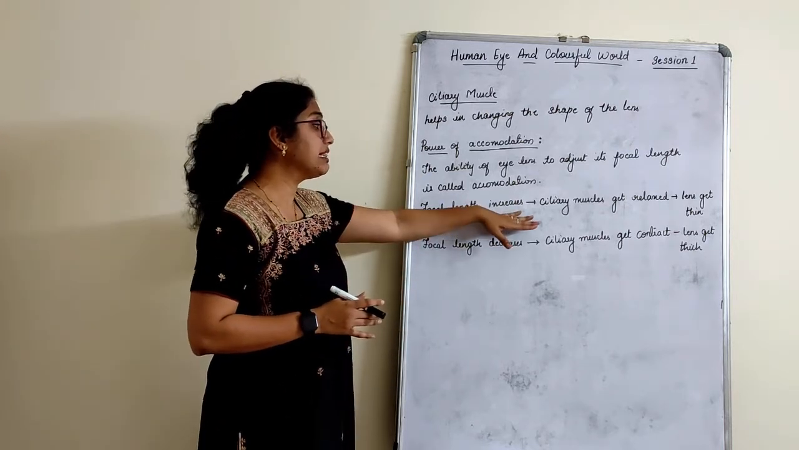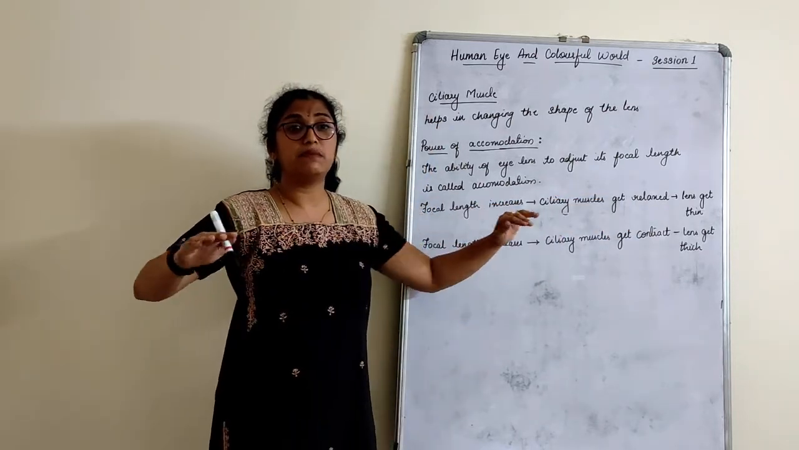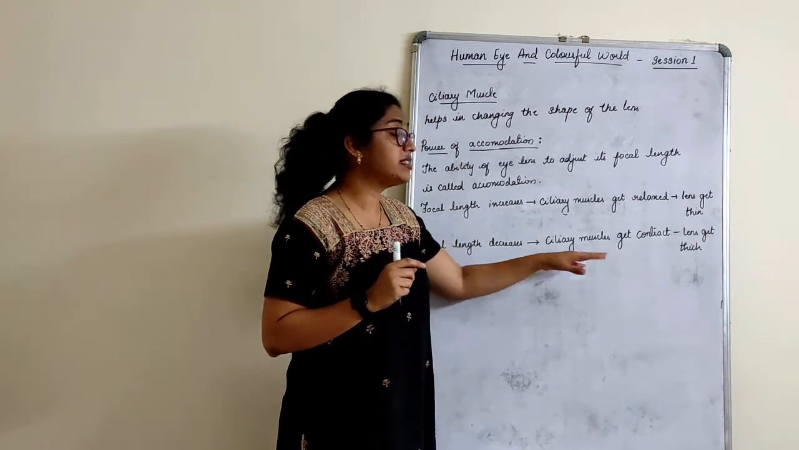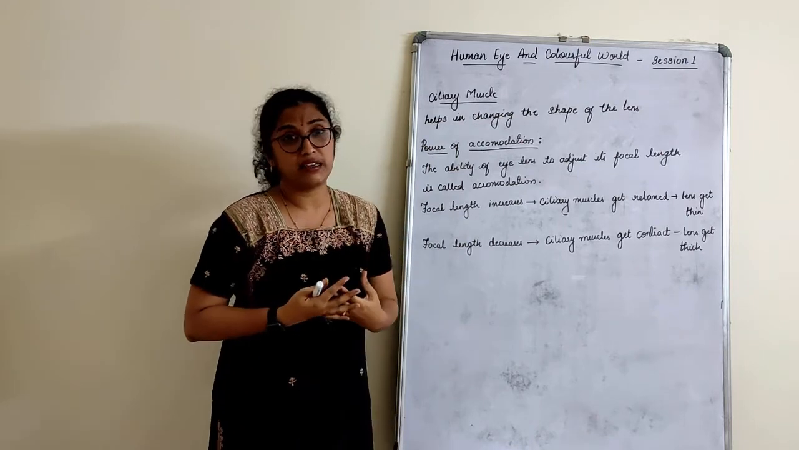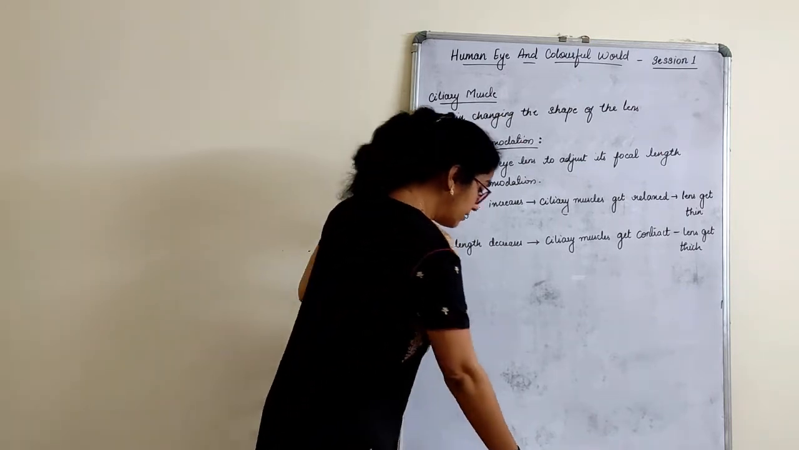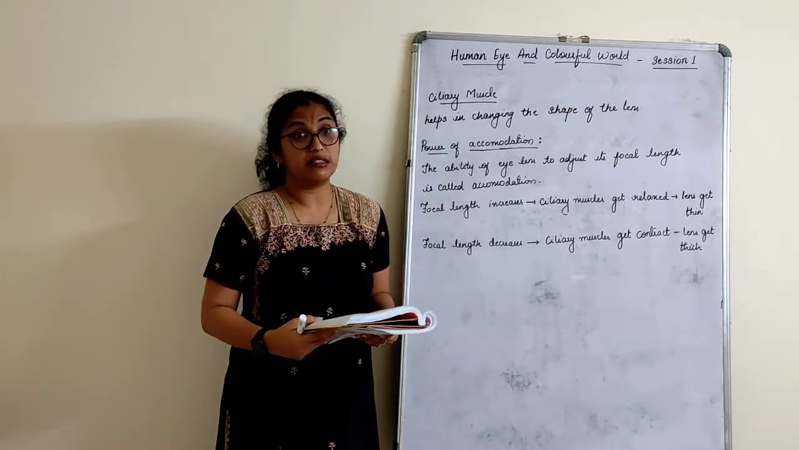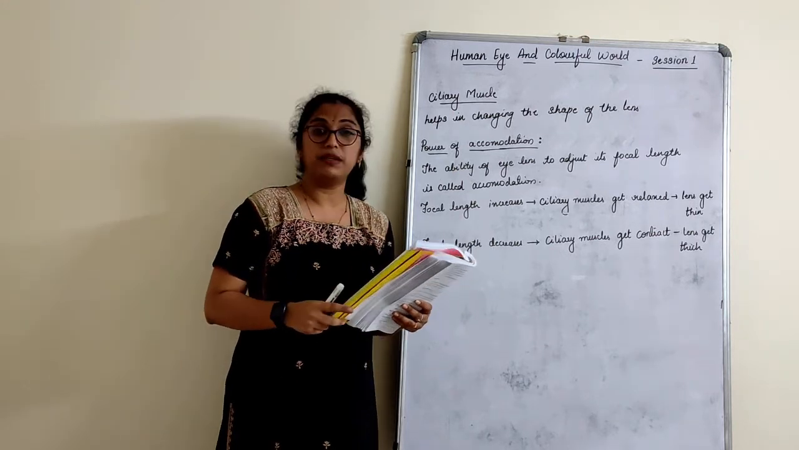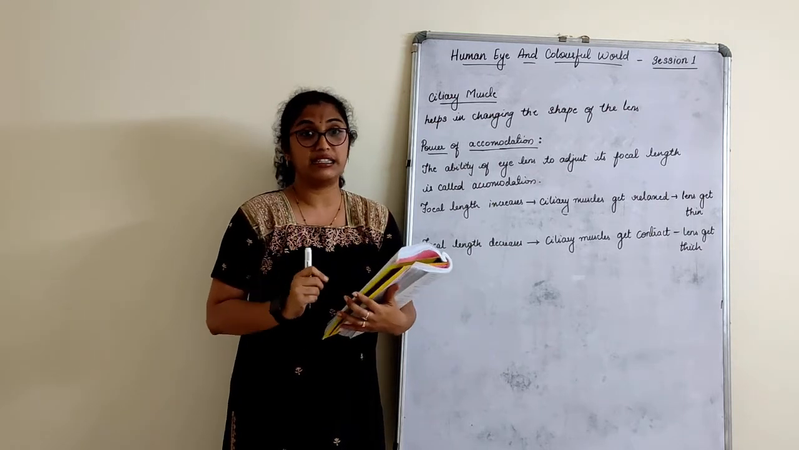Now, if the focal length increases, the ciliary muscles get relaxed and the lens becomes thin. If the focal length decreases, the ciliary muscles contract. Since they are contracting, the lens becomes thicker. That is the basic thing you have to know here. Another important thing you have to know here is the far and the near point of a normal human adult. Basically, the minimum distance at which we can see an object is 25 centimeter.